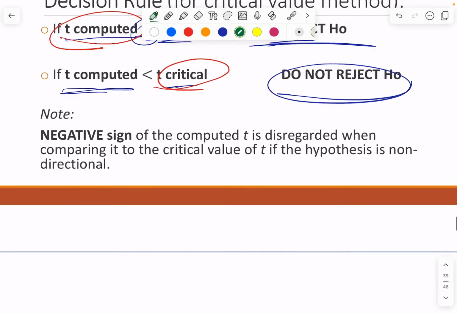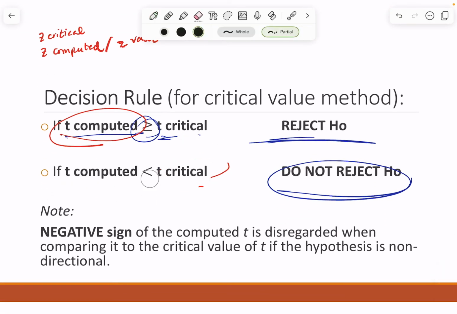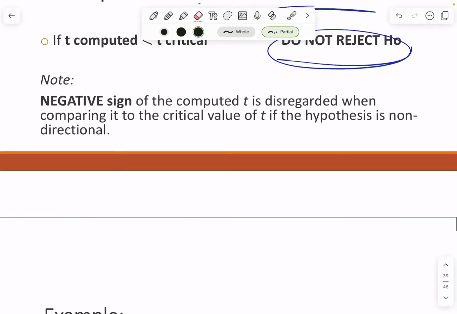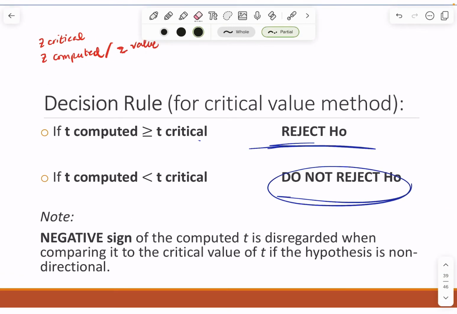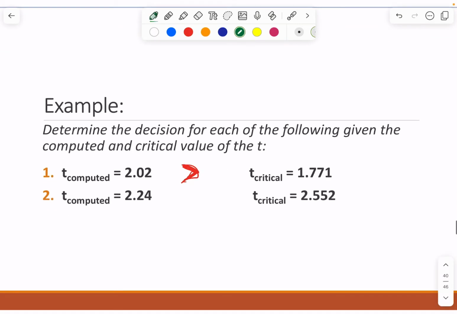So, let's go back to the decision rule. So, asa man to siya natunong? Unsa tong problem? So, si t computed, which is 2.02, is greater than our t critical. Asa man na siya natunong? Okay, natunong siya dinhi. So, we have to reject our null hypothesis. So, that will be our decision, to reject the null hypothesis.